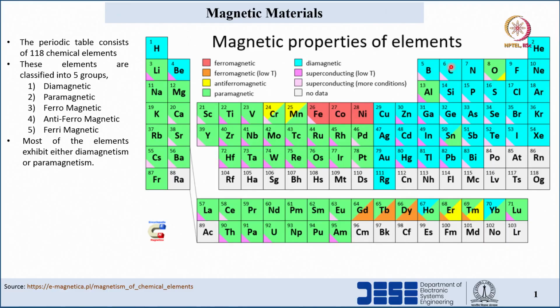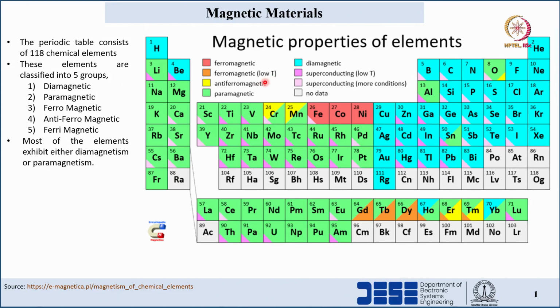If we see the periodic table of elements, there are 118 elements as of now. All of these exhibit magnetic properties, whether diamagnetic, paramagnetic, ferromagnetic or antiferromagnetic. In the periodic table, the blue color represents the diamagnetic materials, the green color represents the paramagnetic materials, and the red color shows the few elements that exhibit ferromagnetic properties, while a few other materials exhibit different types of magnetic properties at different temperatures.